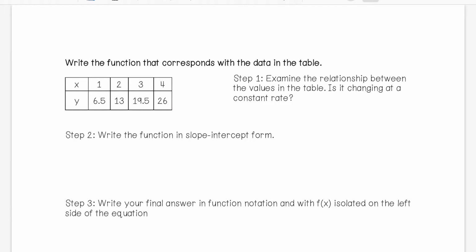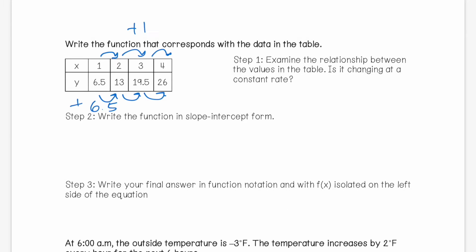Okay, so we're going to do the same process, except now looking at the table, it's a little different because we have decimals. We're going to figure out how the values change with x, our input, and how they change with y, our output. So if we wanted to write our function in slope-intercept form, we need to figure out the slope and we need to figure out the y-intercept. So the slope is going to be the change in y over the change in x. The change in y we figured out is 6.5 and the change in x is 1. So I can write that as 6.5 divided by 1, which would simplify just to 6.5.